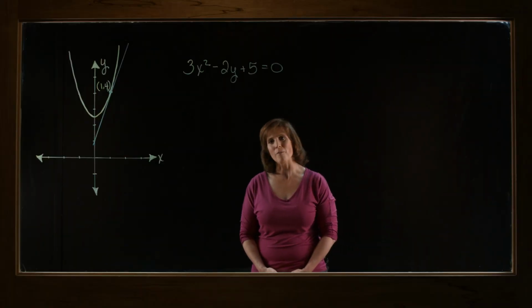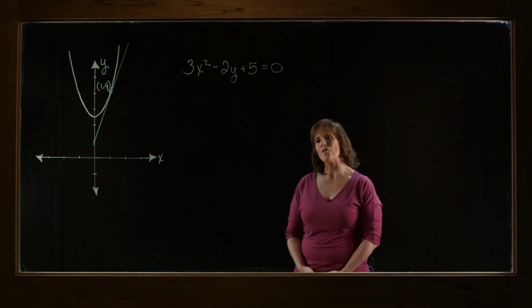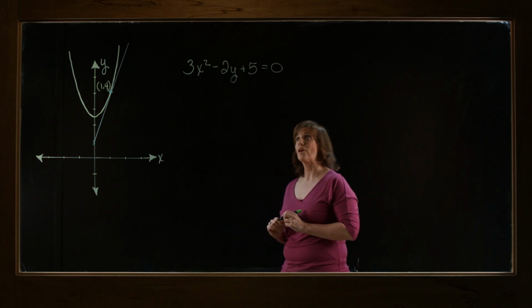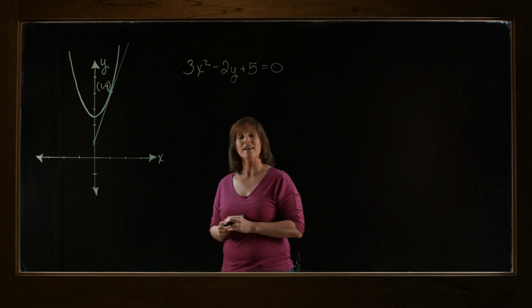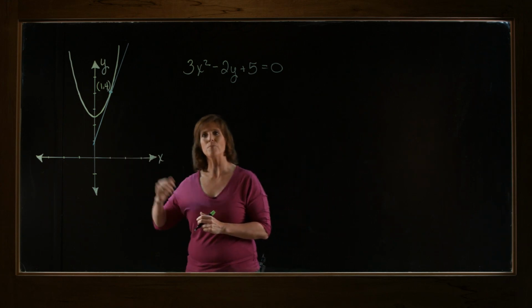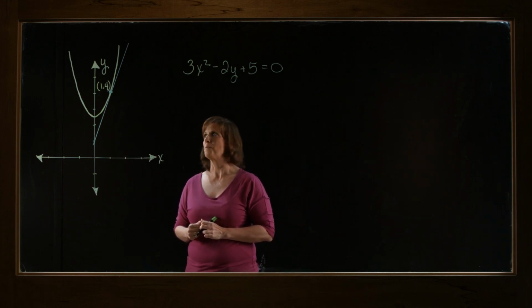Hi, I'm Cheryl Leach. In this problem, I'd like to find the slope of the graph at a particular point. Well, let's take a look at the equation that I'm going to be working on. I'm going to be looking at 3x squared minus 2y plus 5 equals 0. And I already have the picture of the graph drawn for me.